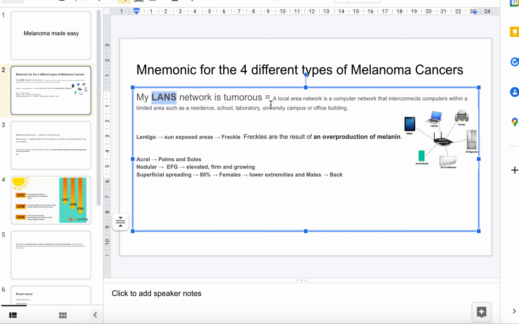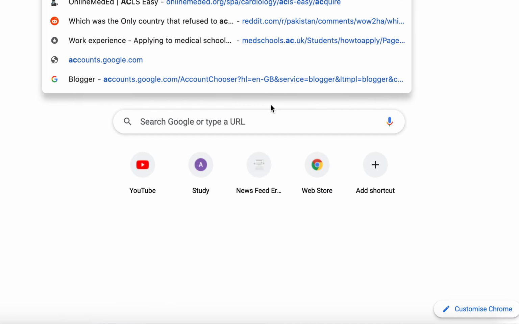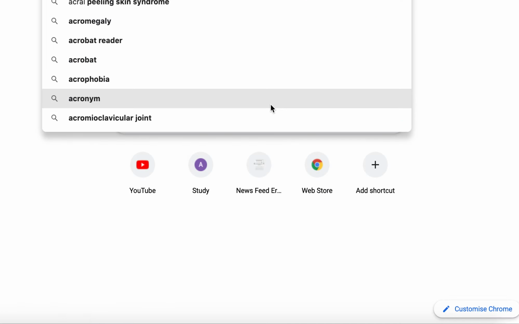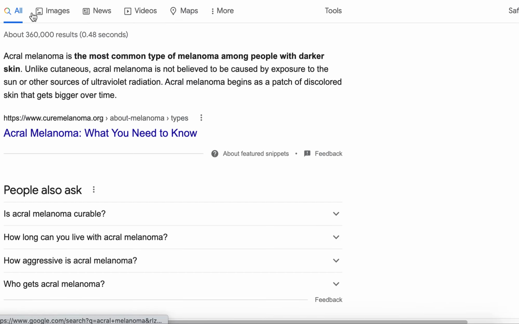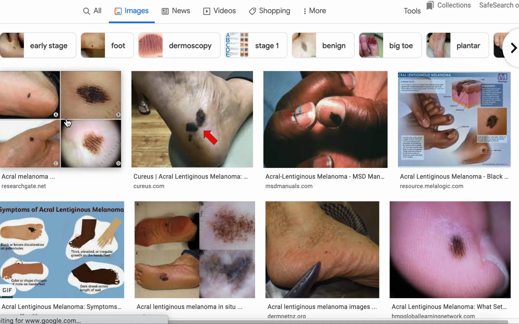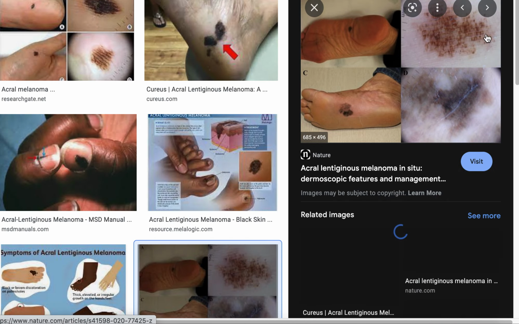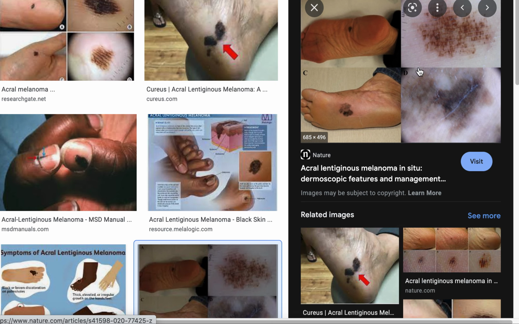Okay, so now over here what we have is acral. Acral is going to be our palms and the soles. Imagine a dot on the bottom of your hand, or on the bottom of your sole. So that's the acral, and this is going to be in your palms and the soles. It's really in the palms and the soles of the foot. So just want to add that over there.